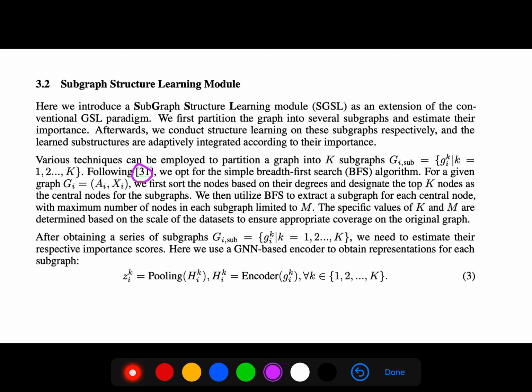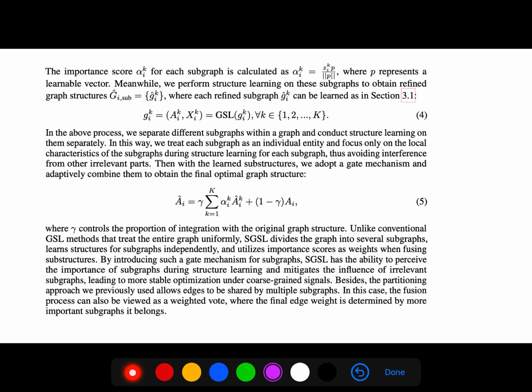We need to estimate their respective importance scores. Here, we use a GNN-based encoder to obtain representations for each subgraph. The importance score for each subgraph is calculated using this equation. Now, P here is just a learnable vector. So we perform structure learning on these subgraphs to obtain a refined graph structure.